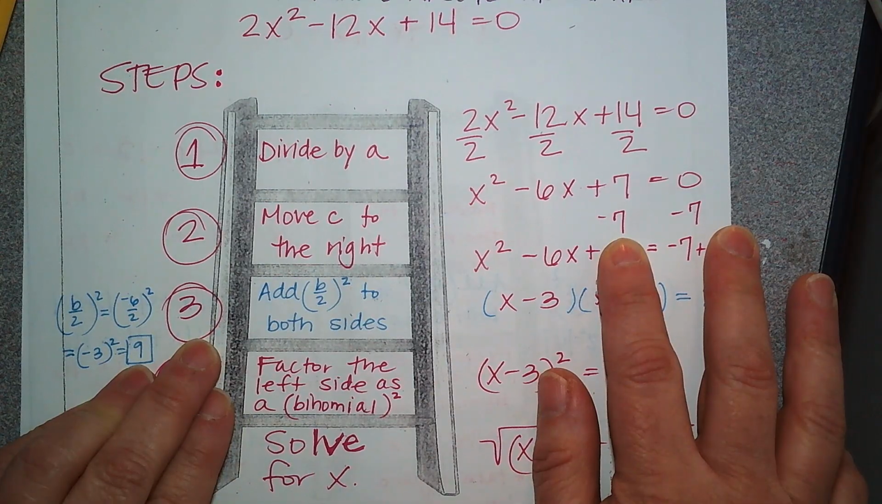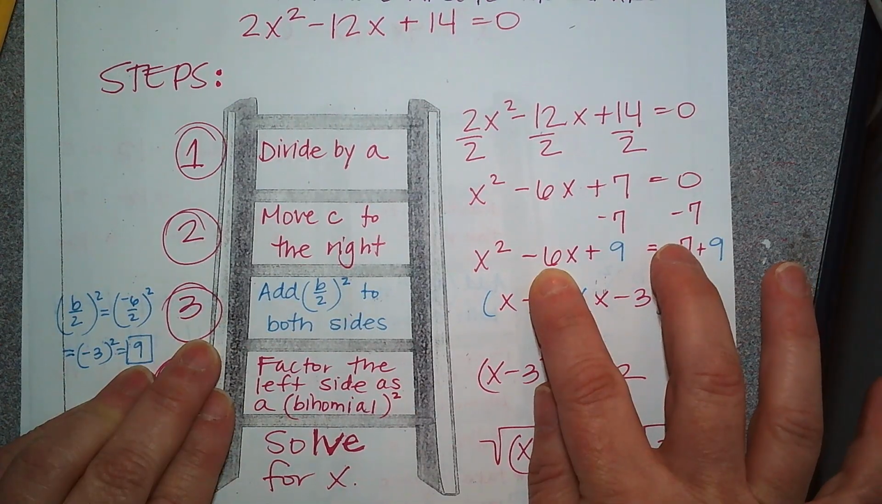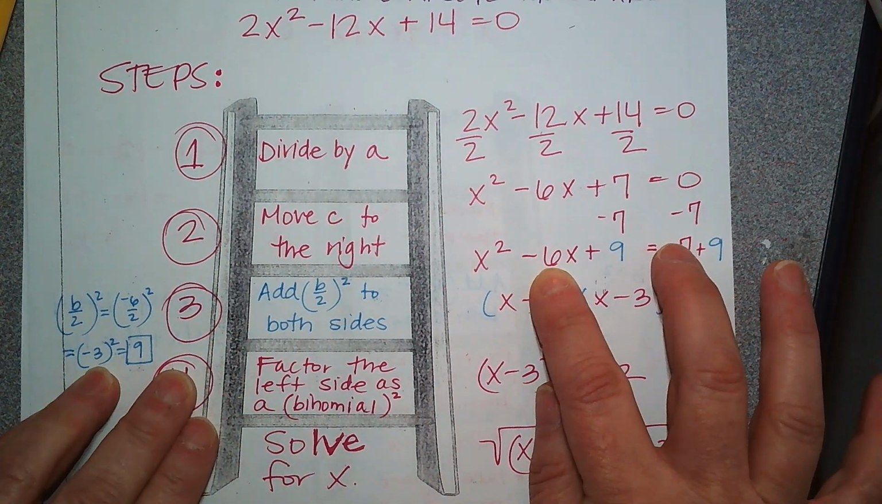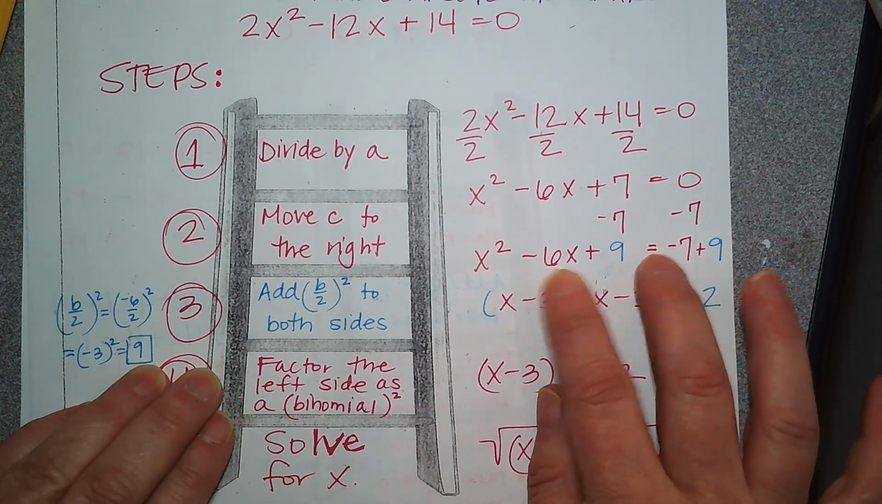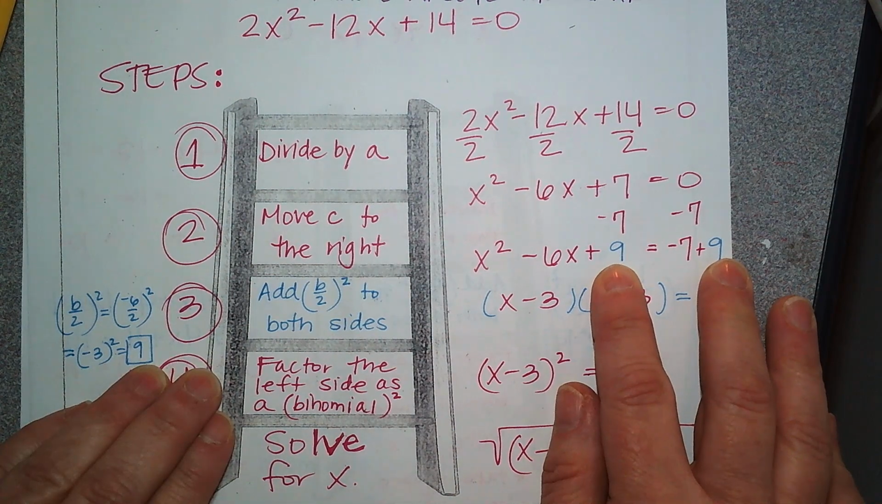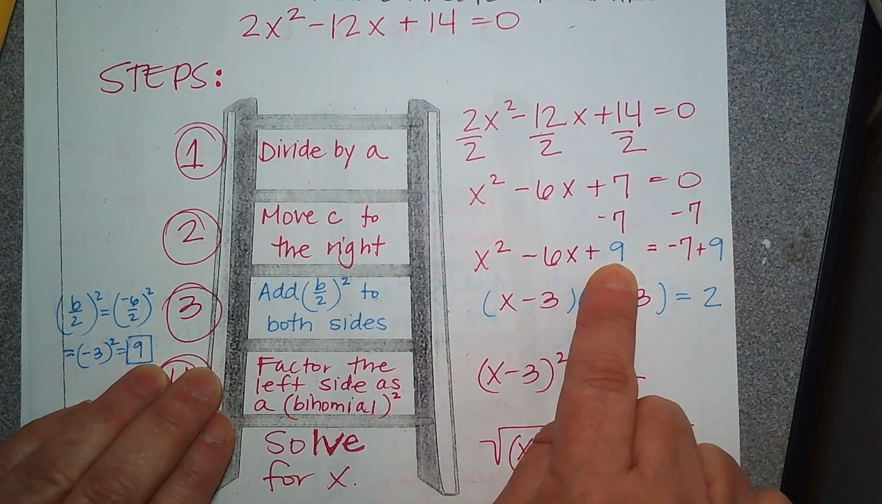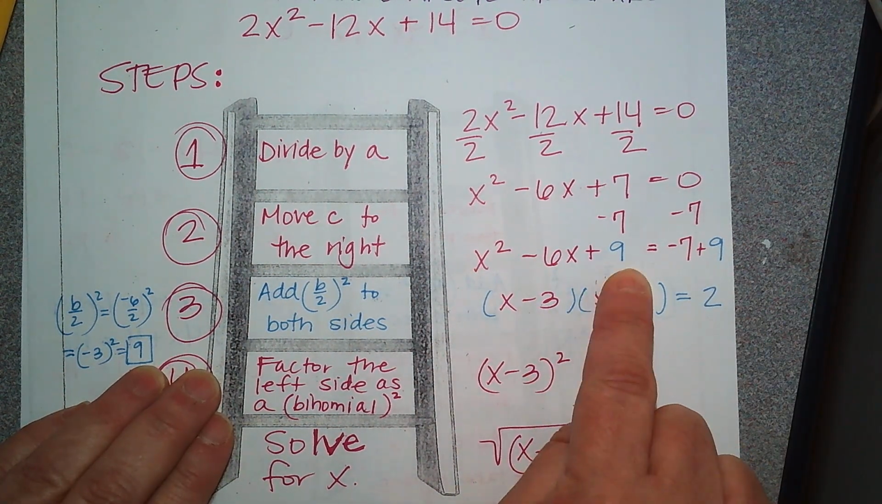What is b over 2 squared? What is b? B is negative 6. Divide that by 2, that's negative 3. Square it, that's 9. So I'm adding 9 to both sides of the equation. That creates a perfect square trinomial.